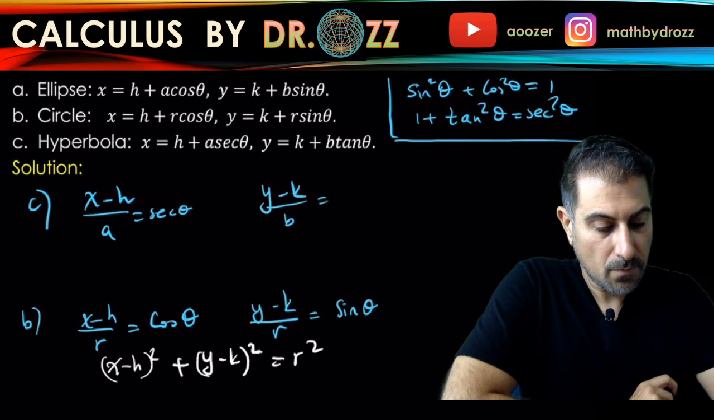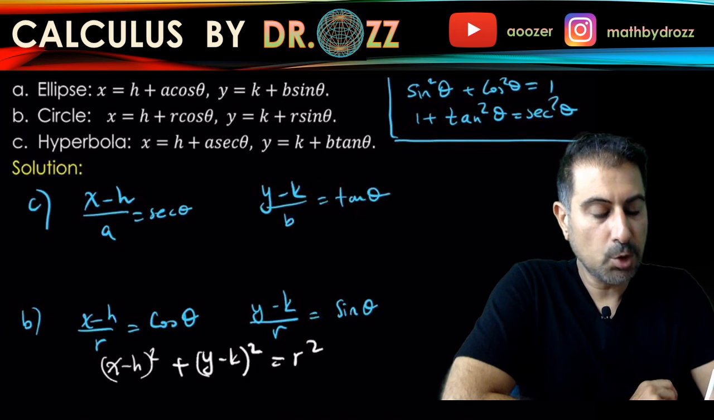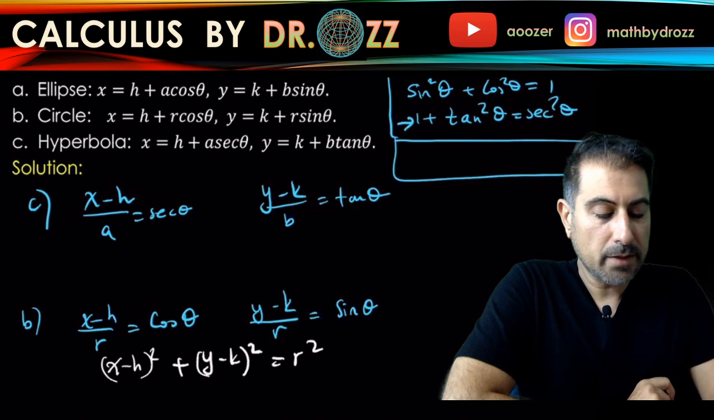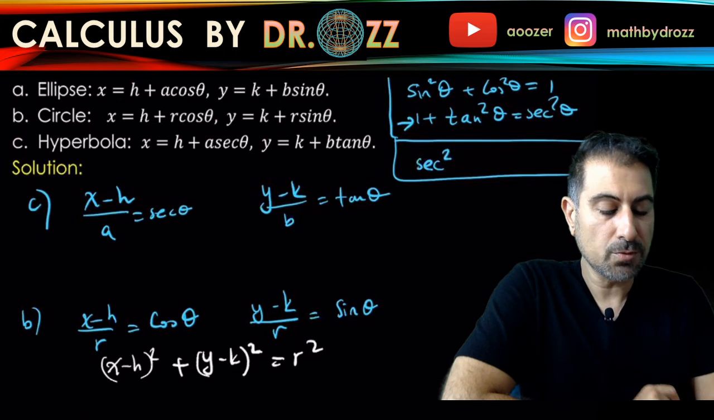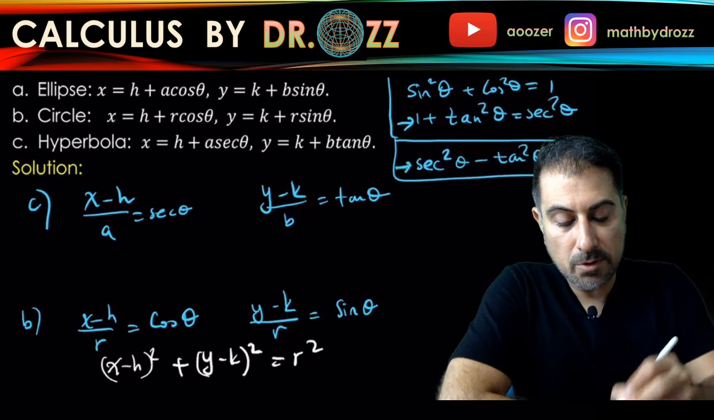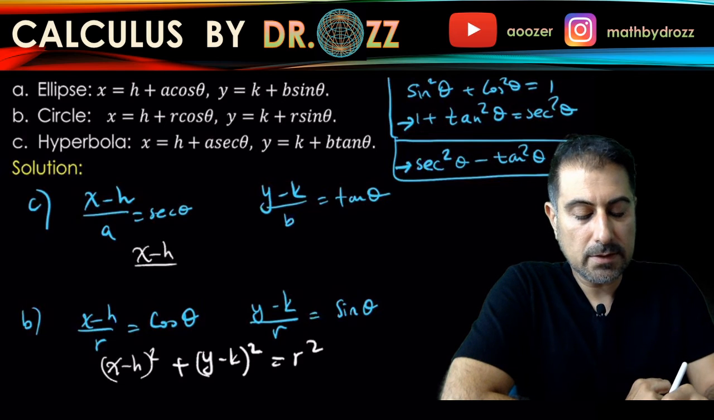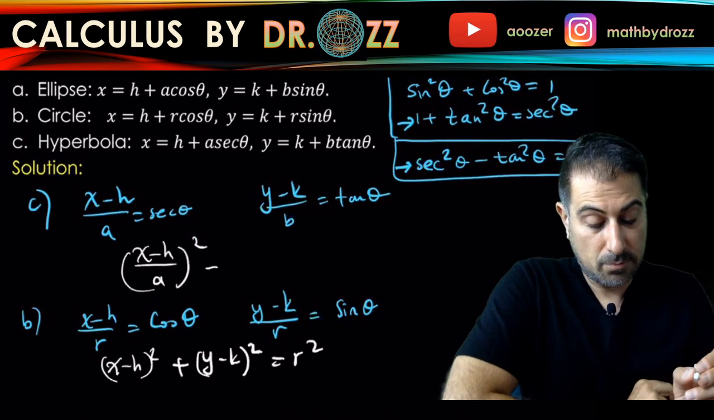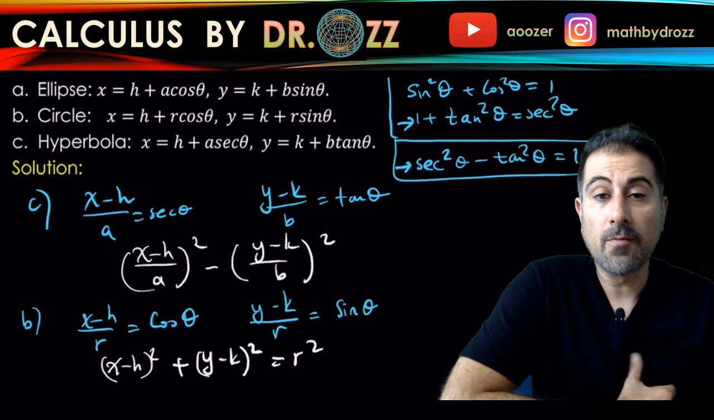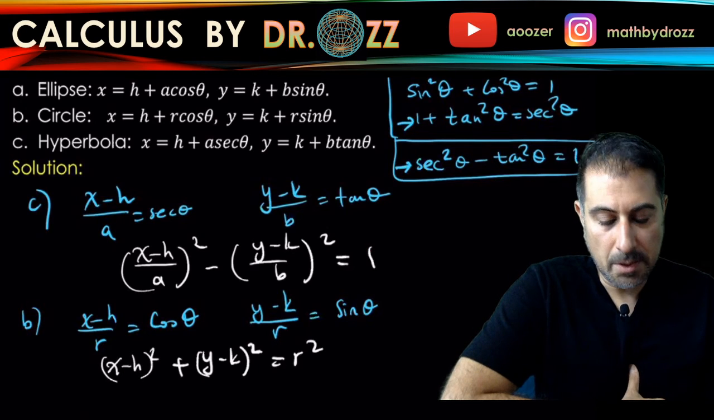Let me use the other version of this Pythagorean identity, which is equivalent: secant squared minus tan squared equals 1. This version is slightly better for this purpose. So let me write what's going on here. Secant squared, which is (x minus h) over a quantity squared, minus tan squared, which is (y minus k) over b quantity squared, equals 1. That's the standard form of the equation of the hyperbola.